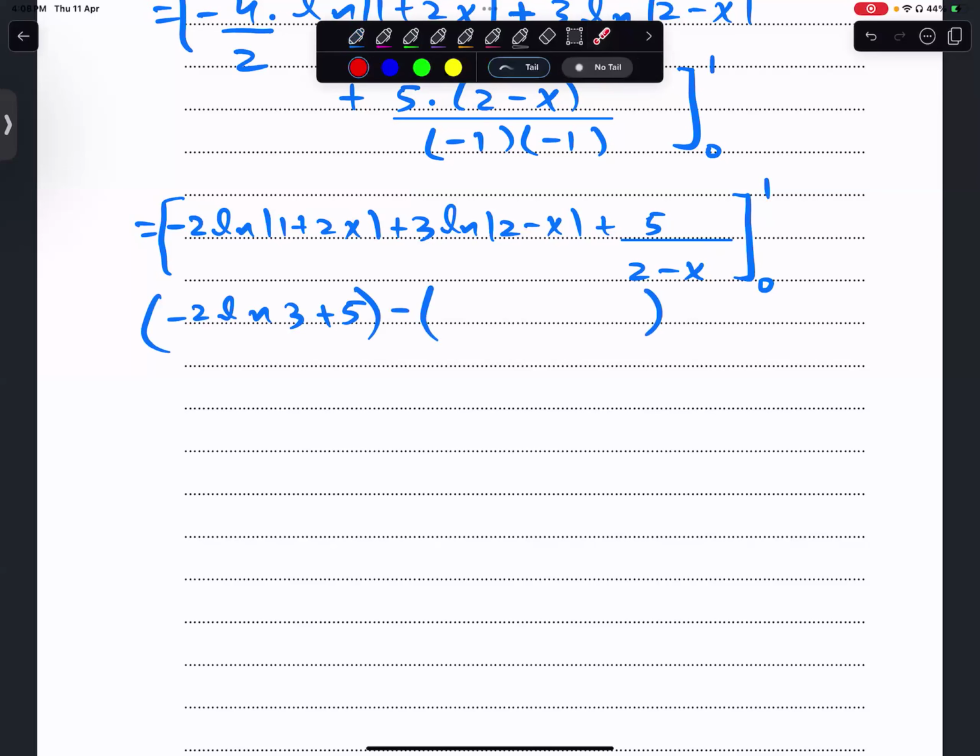And then if you put 0 here, so this is natural log of 1, which is again 0. Forget about this thing. This is 0. So this is 3 natural log of 2. Then if you put 0 here, this is 5 by 2, plus 5 by 2.